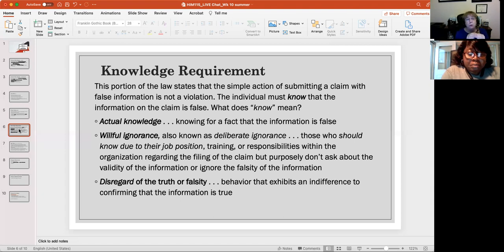And if you are the person interpreting that documentation into a code and putting that code on a claim form, or passing it to the biller who's going to put it on the claim form, you should know. And that's that. Okay. And the third version of knowledge is disregarding the truth or falsity, behavior that exhibits an indifference to confirming that the information is true.